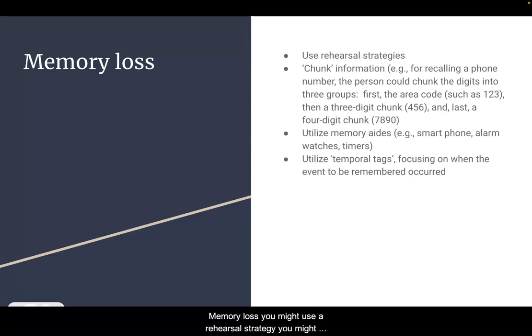Memory loss, you might use a rehearsal strategy. You might use chunking of information. So for example, for recalling a phone number, the person could chunk the digits into 3 groups. The first, the area code, and then the next 3, and then the last 4 to help with that memory retention. Utilizing memory aids, or utilizing temporal tags that focus on when the event to be remembered occurred. So the cue of yesterday at breakfast would be that temporal context to help with recall.